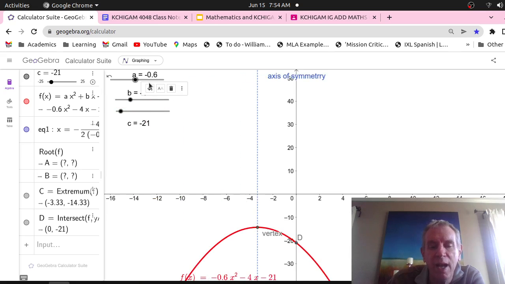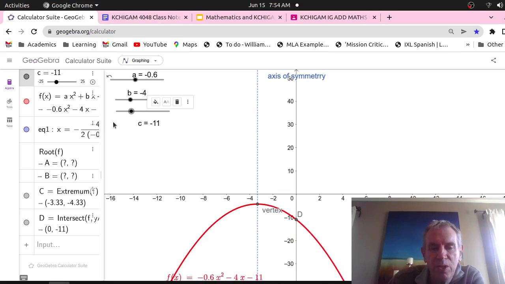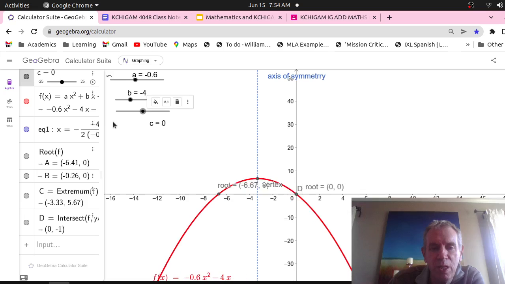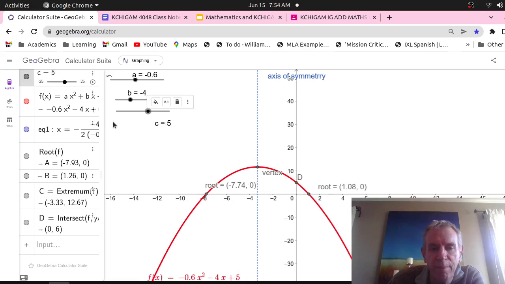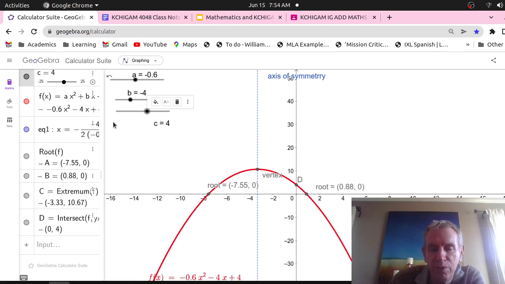The quadratic now opens down. Not up, but down. Of course, I can change C. Instead of being negative, I could make it positive, and C is the y-intercept, so C shifts the parabola up and down, as you can see. And I could shift B as well.